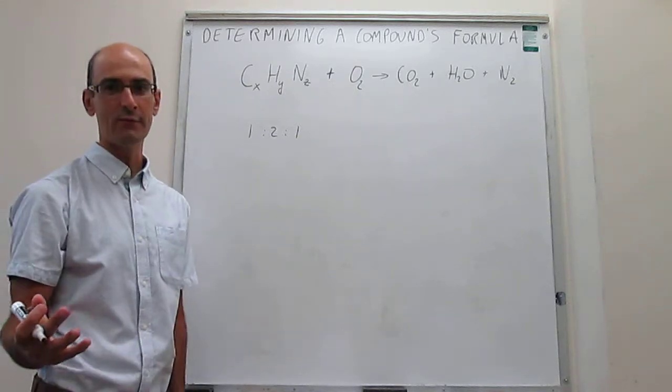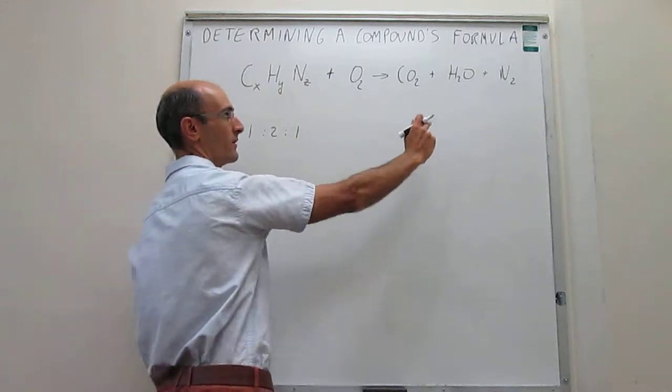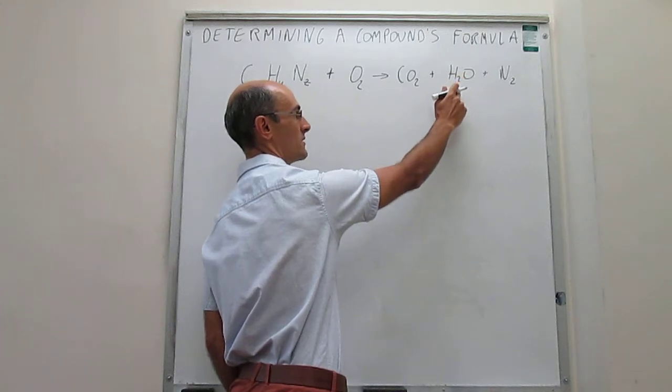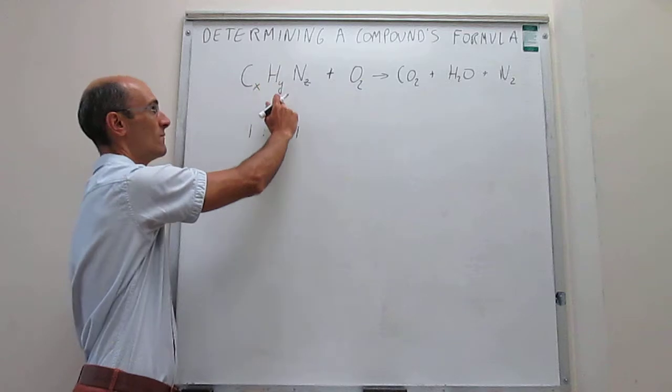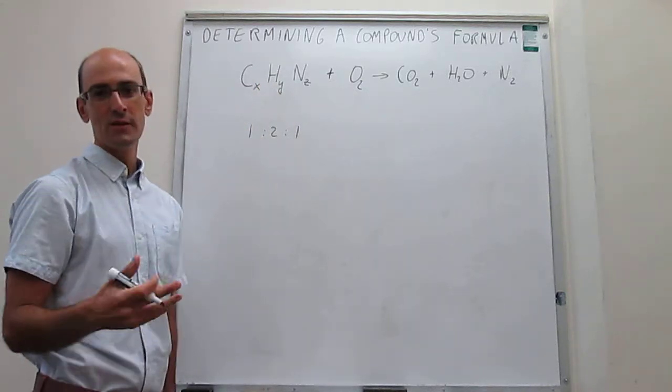The same thing is going to happen for hydrogen. Notice that the only product in which you have hydrogen will be water. So if you're able to measure the mass of hydrogen in this water product, by the law of conservation of mass, that is going to be exactly the same mass that you had here in the compound. And the same thing happens for nitrogen. So then the strategy is clear.